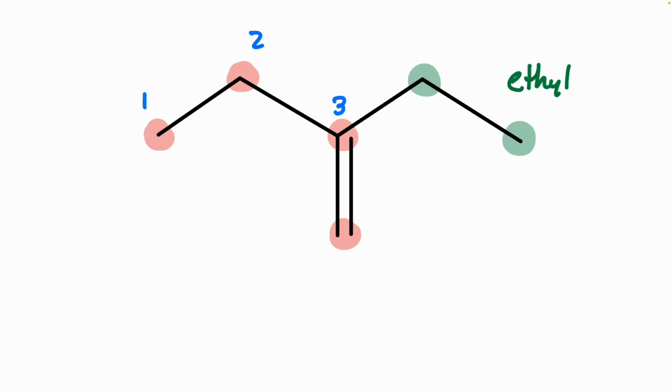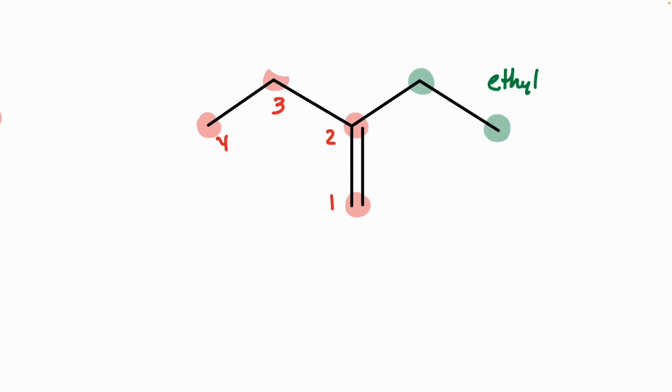I can number left to right or right to left. Which one are we going to want to stick with? Red or blue? Red. Red, right? We want the lowest number in our name. Okay, so now when I put my name together, I'm going to put my substituent first, right? So that's that 2-ethyl. Now I'm going to put my parent chain, my location of my double bond, 1-butene. So 2-ethyl, 1-butene.